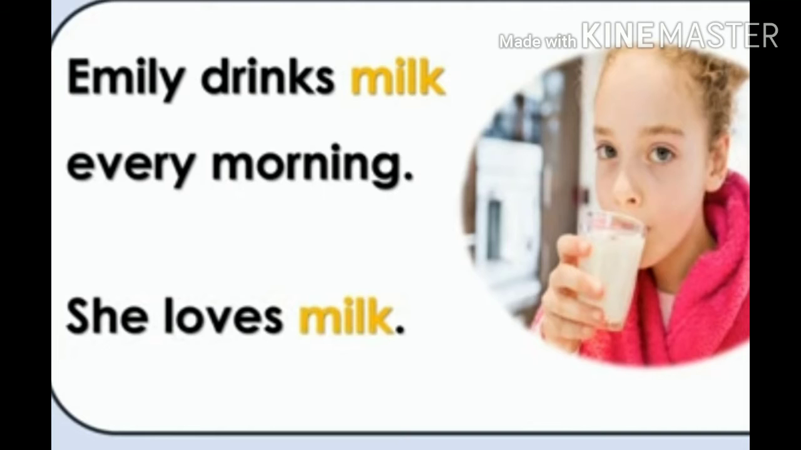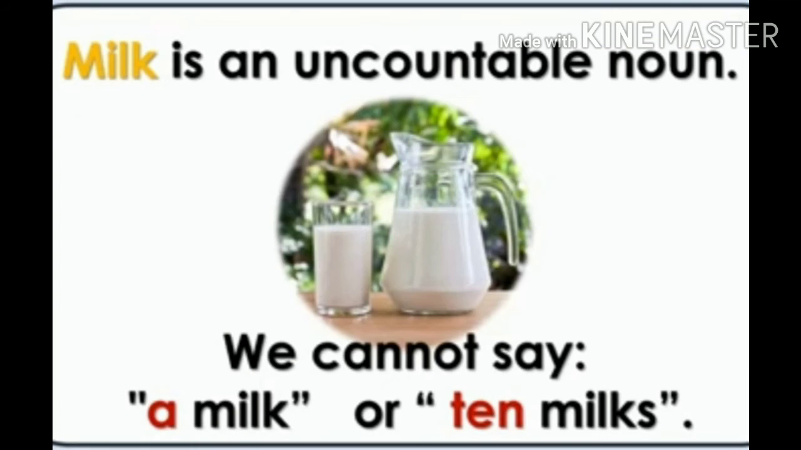Emily drinks milk every morning. She loves milk. Have you seen the sentence here? A girl named Emily drinks milk. So milk is an uncountable noun. We cannot count it. We cannot say a milk or 10 milk, 2 milks, 3 milks. It means milk is an uncountable noun.